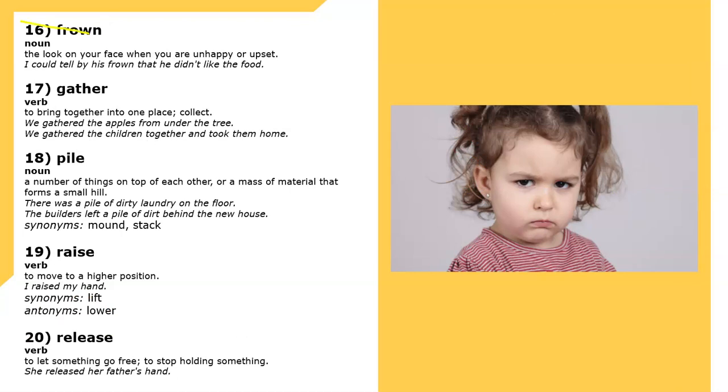Our next word is frown. Frown is the opposite of smile. Frown is the look on your face when you are unhappy or you are upset. If you look at the little girl, you can see she is not very happy. She has a frown on her face. Maybe she's sad or upset about something.